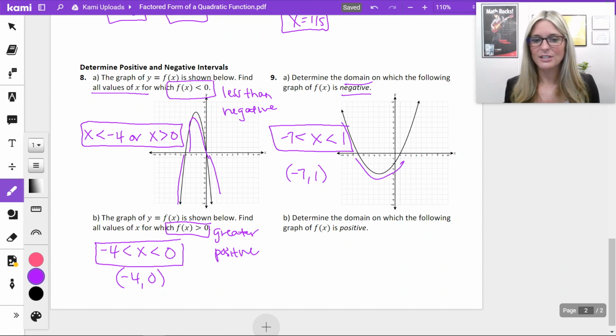Part B, determine the domain where it's positive above the x-axis. We've got 2 pieces here. We've got where x is less than -7 or where x is greater than 1.